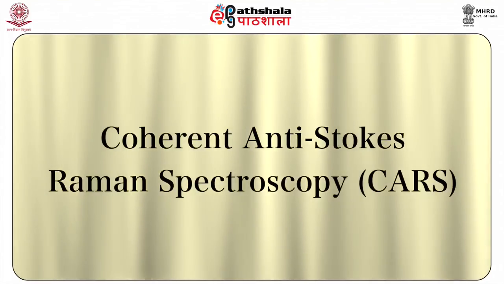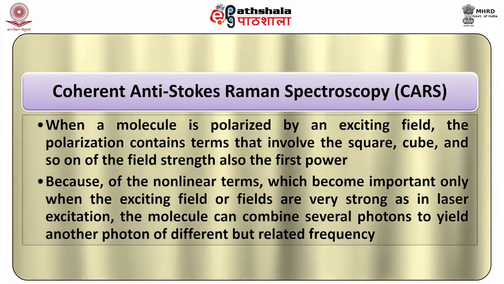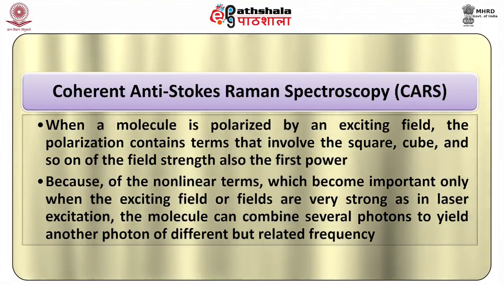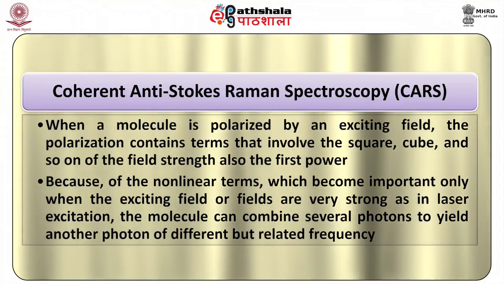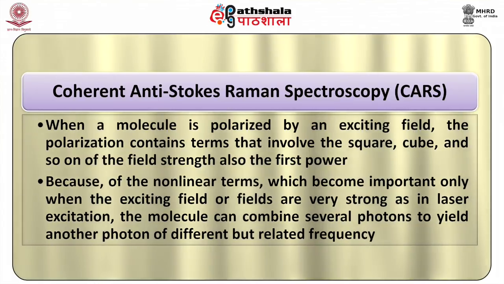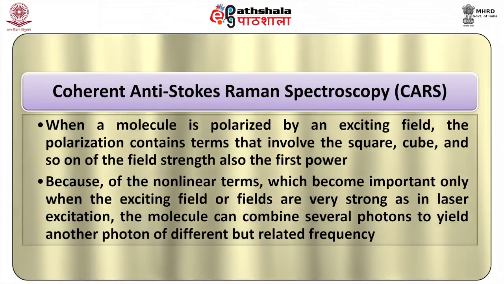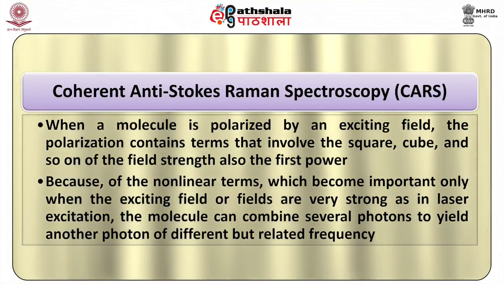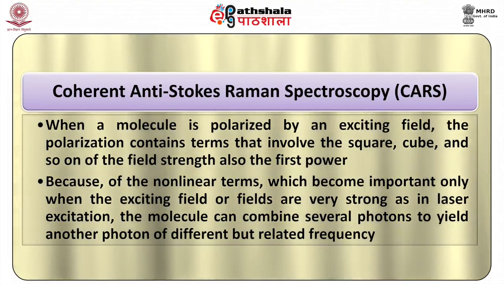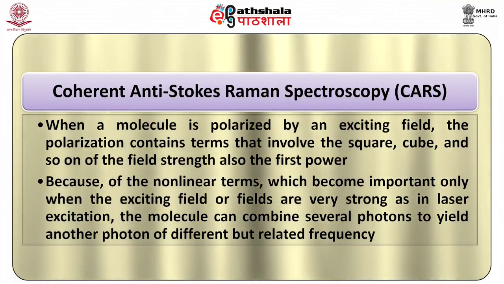Coherent anti-Stokes Raman spectroscopy. Coherent anti-Stokes Raman spectroscopy depends on the fact that when a molecule is polarized by an exciting field, the polarization contains terms that involve the square, cube and so on of the field strength, also the first power. Because of the nonlinear terms, which become important only when the exciting field or fields are very strong, as in laser excitation, the molecule can combine several photons to yield another photon of different but related frequency.